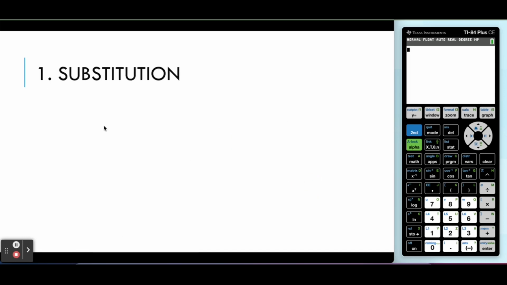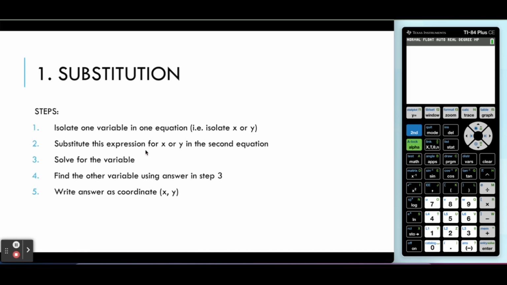First, let's talk about the substitution method, which is our first algebraic method. The steps that we're using in order to do substitution: we first need to isolate one variable in the first equation. It could either be x or y. We're then going to substitute this expression into the second equation. We're going to solve for that variable. We're going to find the other variable using our answer from step 3. And then, of course, our final step is always to write our solution as a coordinate, so the x and y. Let's do an example to start.